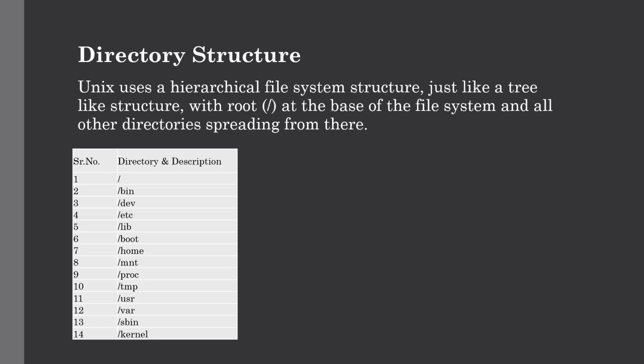Now let's talk about directory structure. Unix uses a hierarchical file system structure, just like a tree with the root, which is a slash at the base of the file system, and all other directories spreading from there. A Unix file system is a collection of files and directories that have different properties.